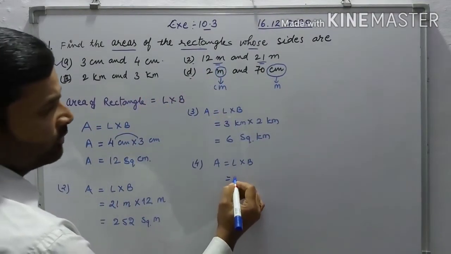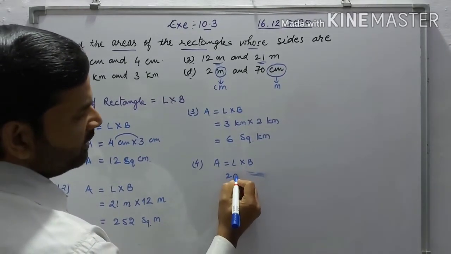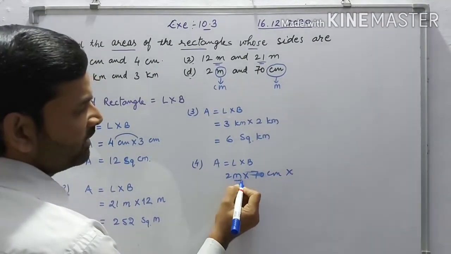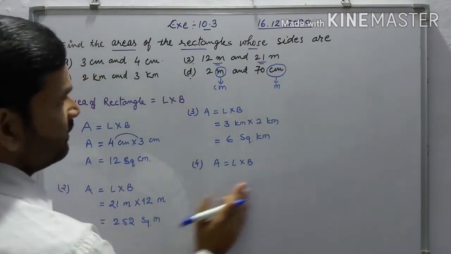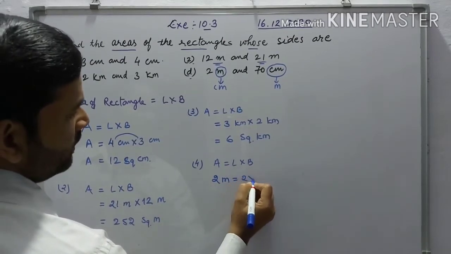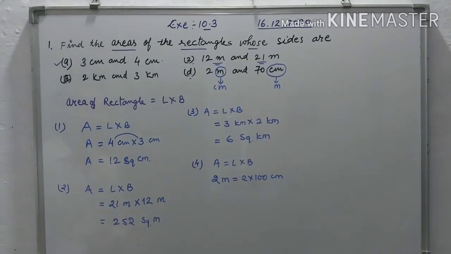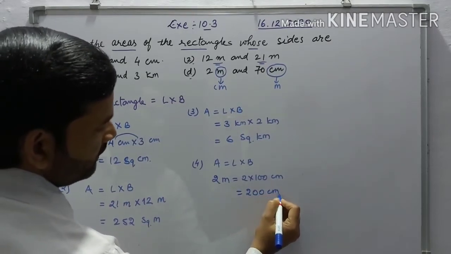If you write 2 meter into 70 centimeter, it is wrong because the first unit is meter and the second unit is centimeter. Both units must be the same. So first change: 2 meter is equal to 2 into 100 centimeter, because 1 meter is equal to 100 centimeter. So that is 200 centimeter.